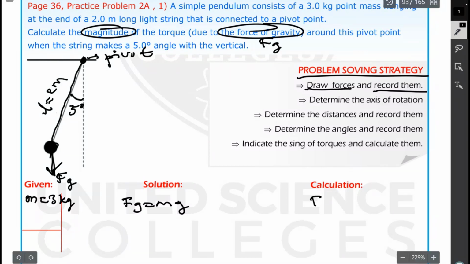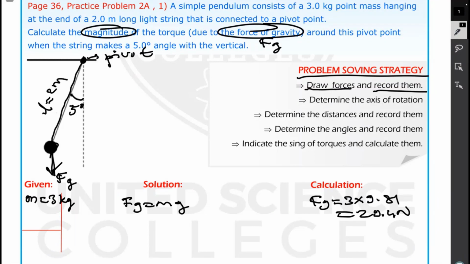So let's calculate Fg. m is 3 kilograms, g is 9.81. Multiply them and you will get 29.4 Newton. So the gravitational force acting on this pendulum's mass is 29.4 Newtons. Next, determine the axis of rotation.